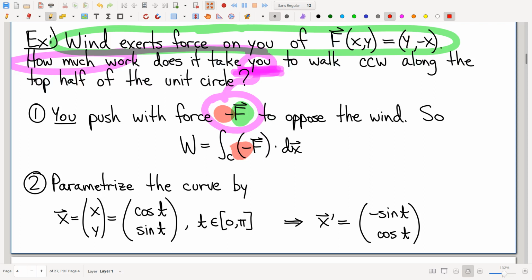So this boils down then to work as in, vector line integral of force dot displacement, and we have to be careful to include the force that you are pushing with, because we want to know the work that you perform.